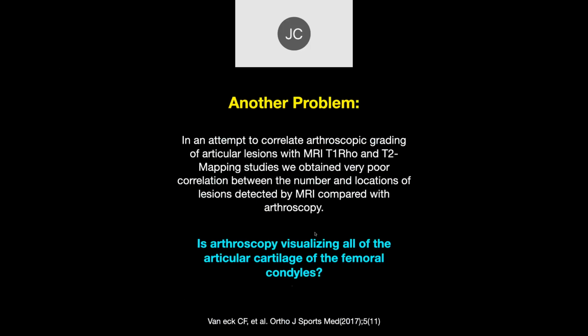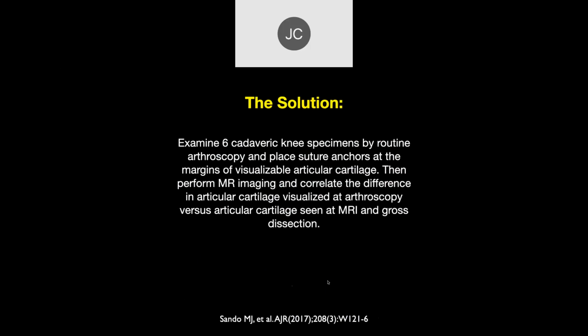So we would see lesions that the arthroscopist and the radiologist could confirm and quite agree on that were abnormalities on MR. But then when we correlated them with arthroscopy, we found that with arthroscopy, we couldn't see them or they mapped into a different area. So the question then came, is arthroscopy visualizing all of the articular cartilage lesions of the femoral condyles? Because we saw a lot of lesions in the femoral condyles which arthroscopically they couldn't detect.